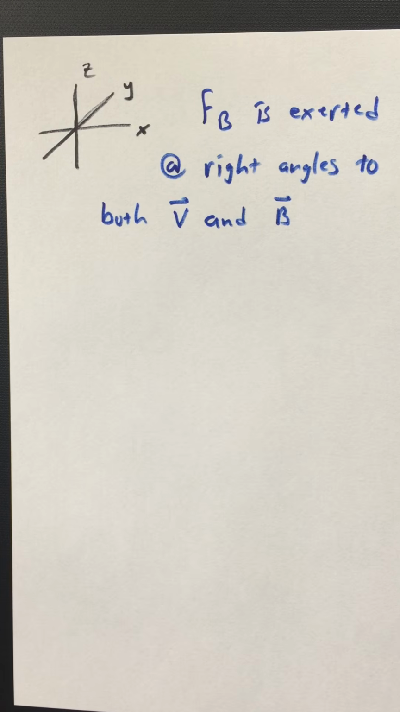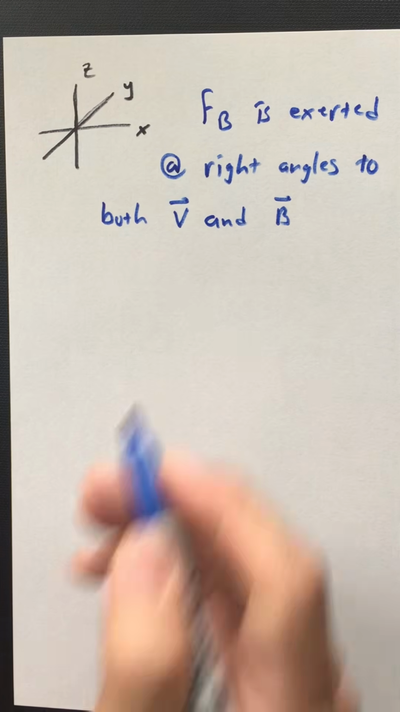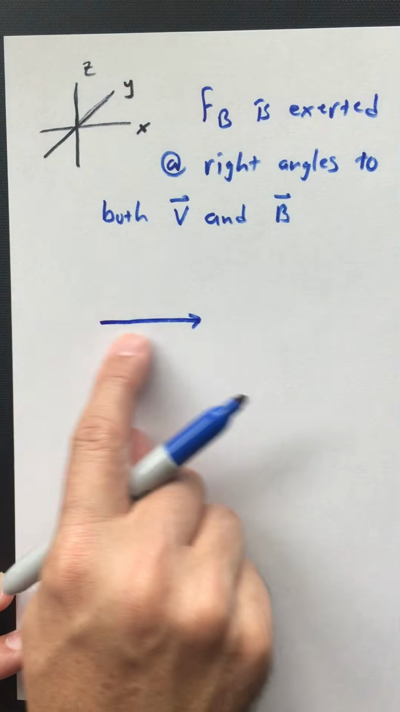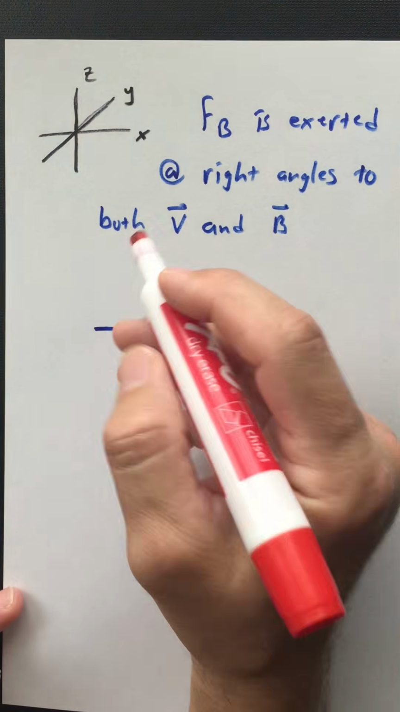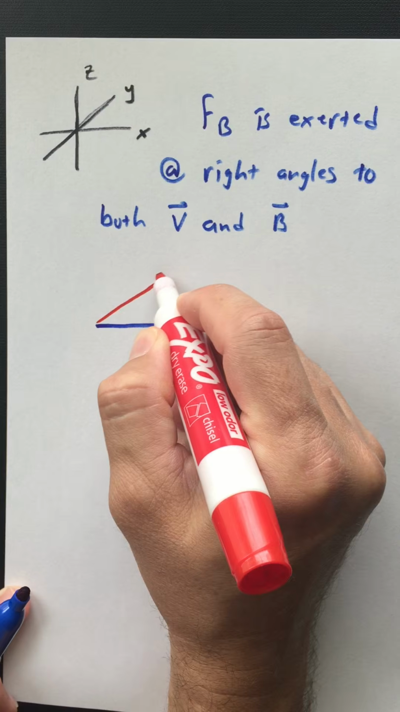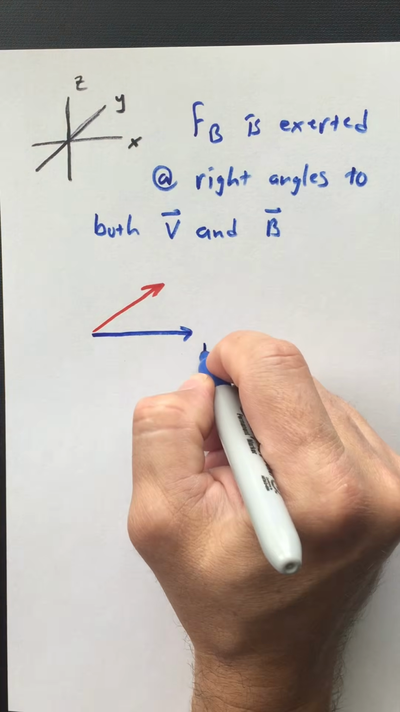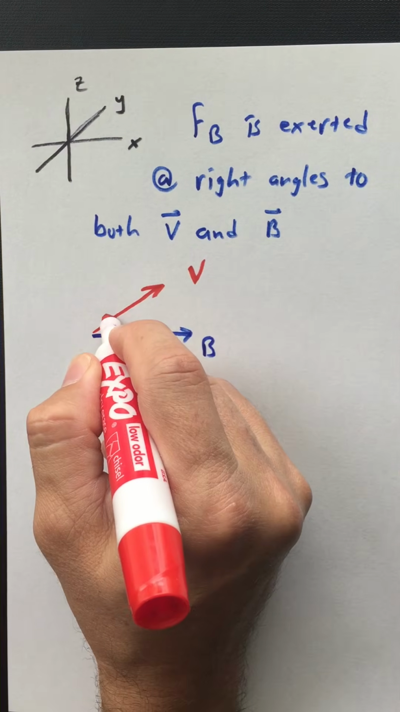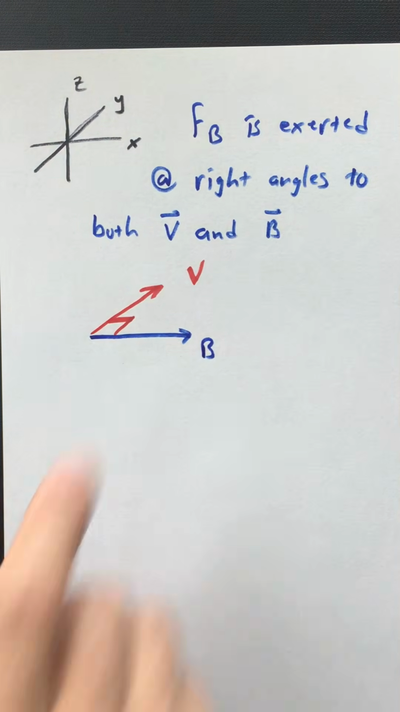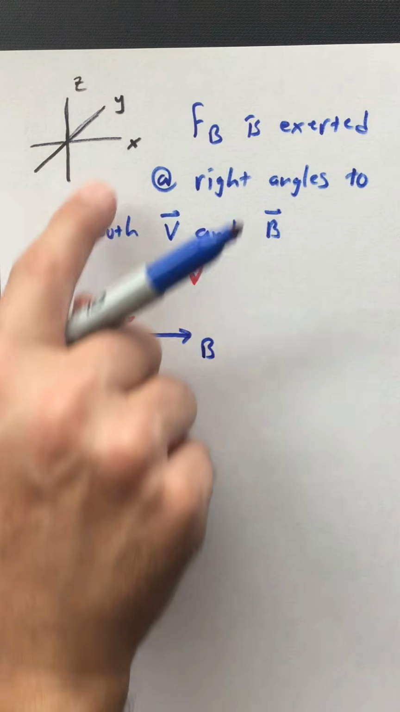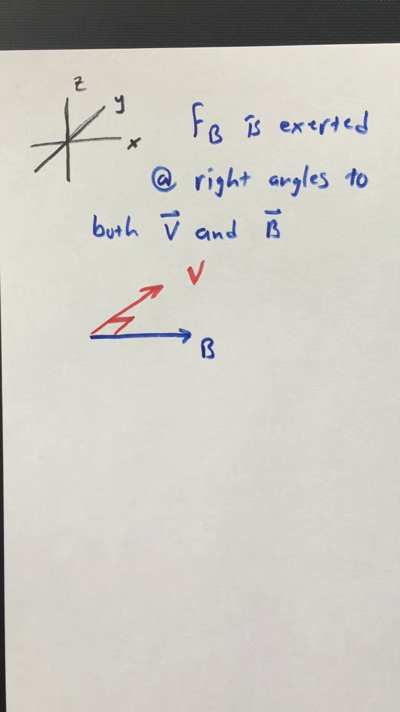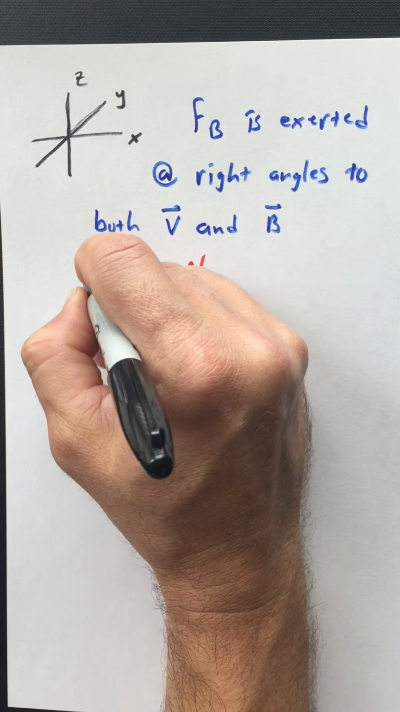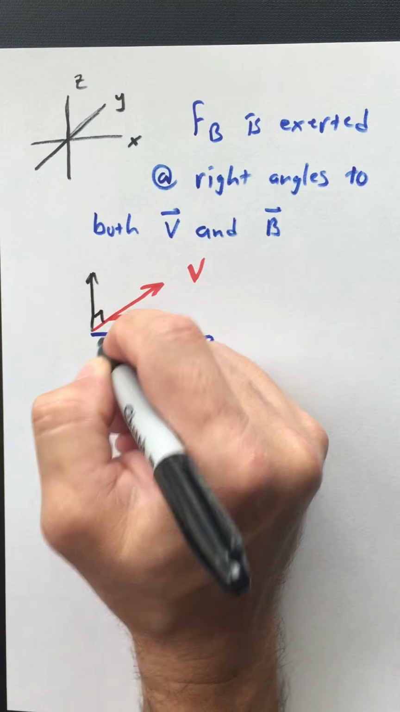What that means is, if I have a magnetic field that looks like this, which I've drawn in the x direction, and a velocity which looks like this, this is B, this is V, and these are lying in a plane. They don't have to be at right angles, but I've drawn them that way. If they're lying somewhere in the xy plane, the magnetic force is going to be exerted mutually perpendicular to both of those.